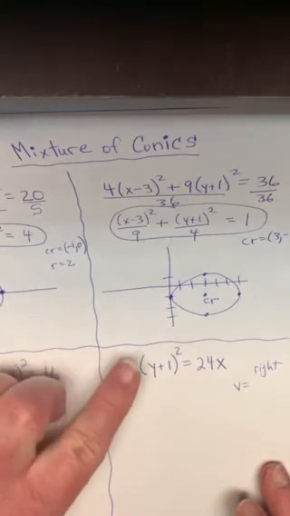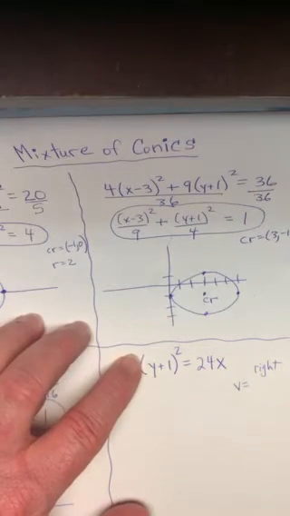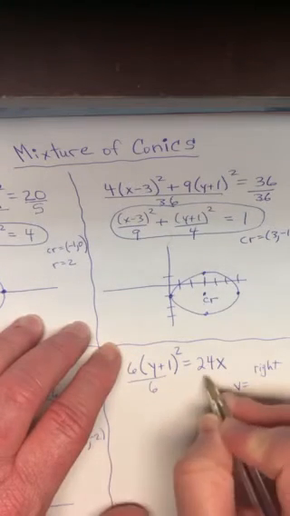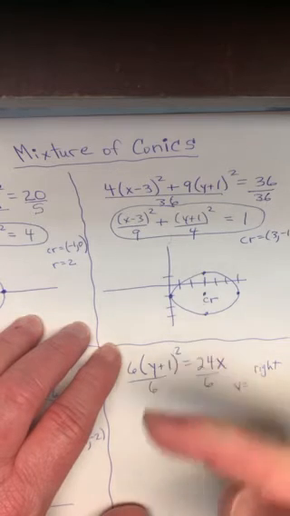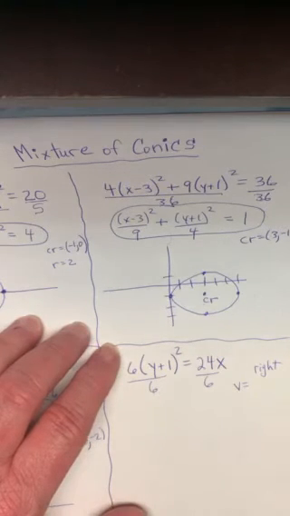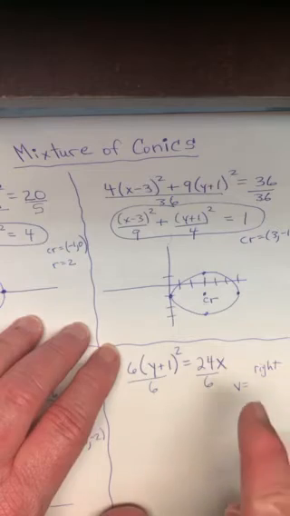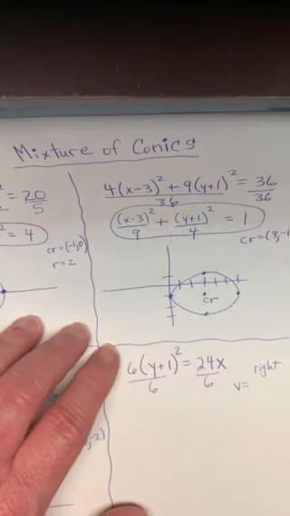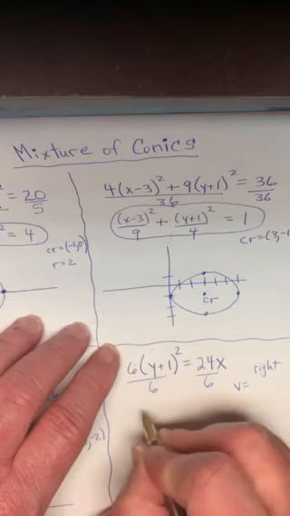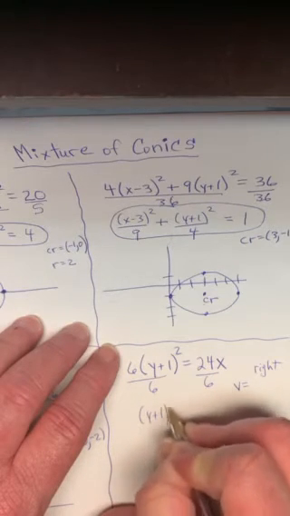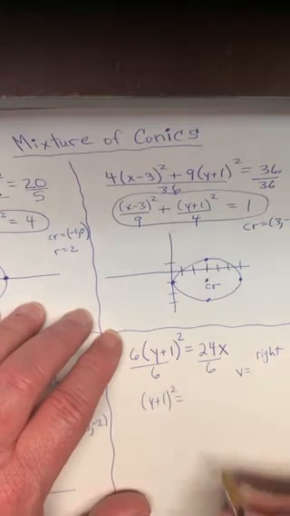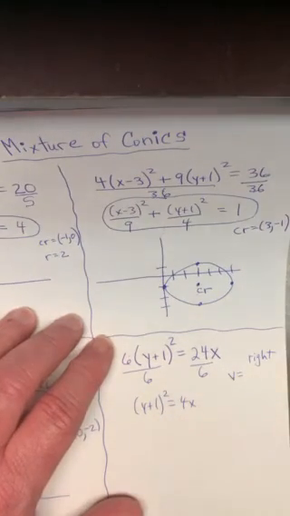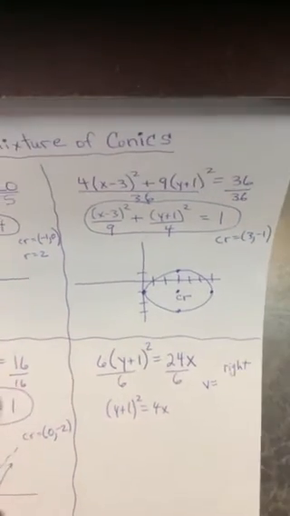But remember, we always wanted the squared term to be by itself. So technically on this problem, you need to divide both sides by 6 before you start graphing it, because it's in standard form when the squared value is the only thing on the left side. So the 6's will cancel. I'll get y plus 1 squared equals what? 4x. So now we're back to thinking what?